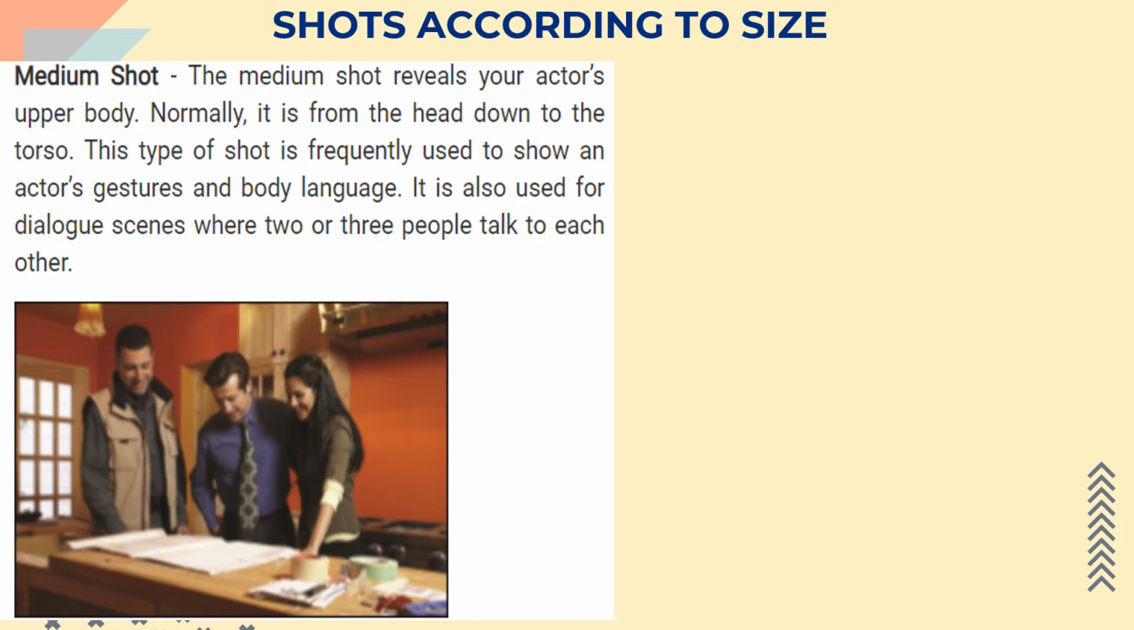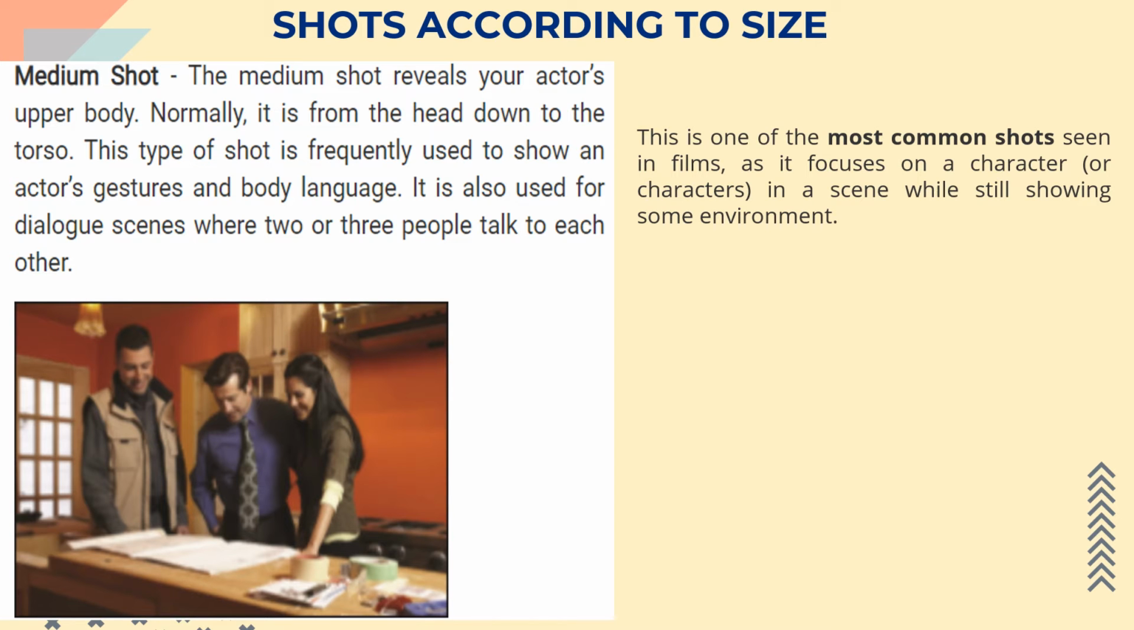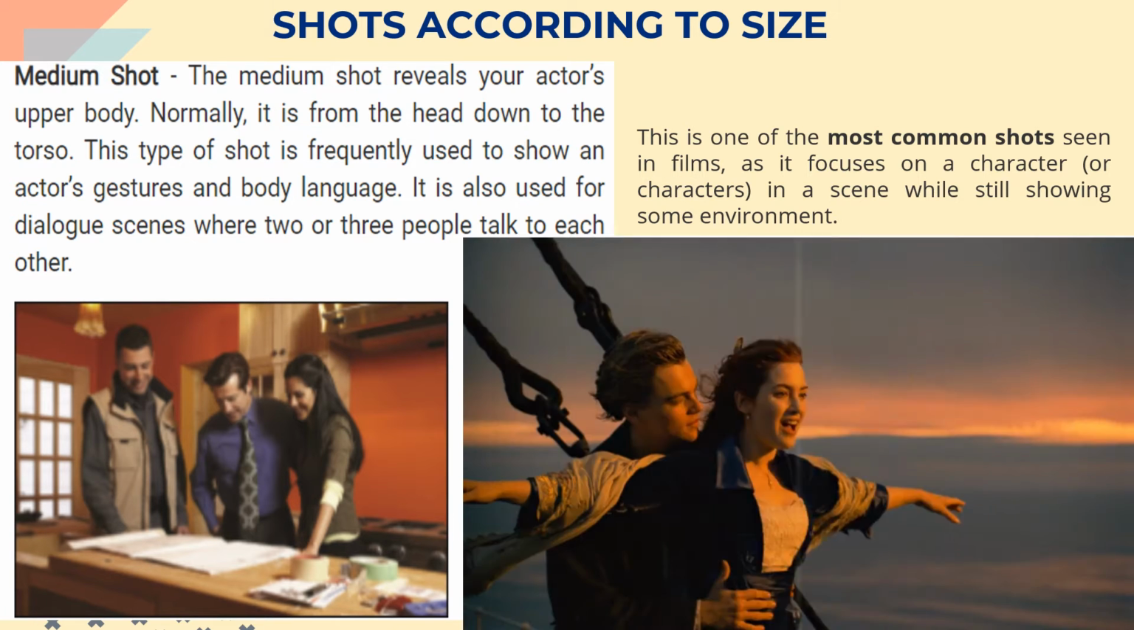Next is the medium shot. The medium shot reveals your actor's upper body. Normally, it is from the head down to the torso, and this type of shot is frequently used to show an actor's gestures and body language. It is also used for dialogue scenes where two or three people talk to each other. This is the most common shot seen in films, as it focuses on a character or characters in a scene while still showing some environment. So this is from the movie Titanic.